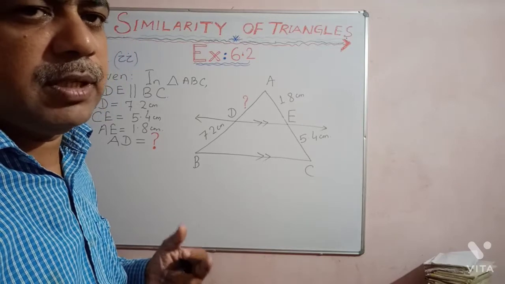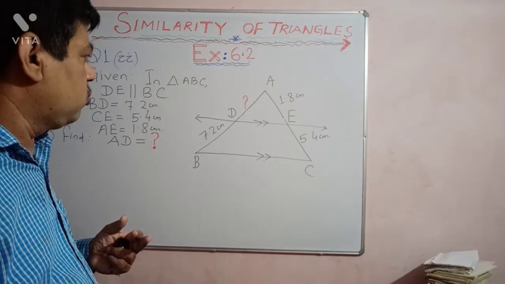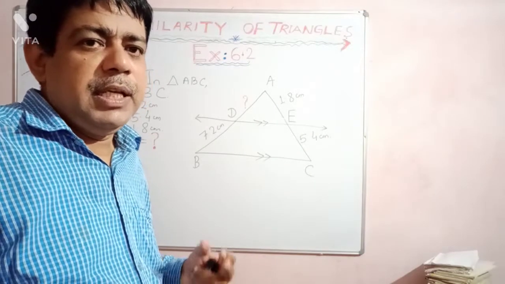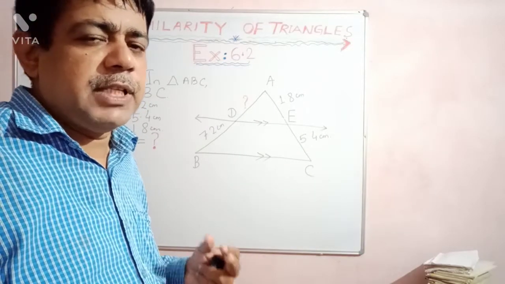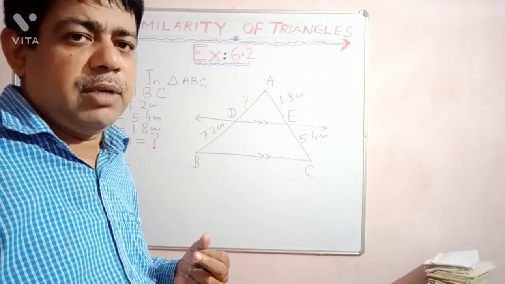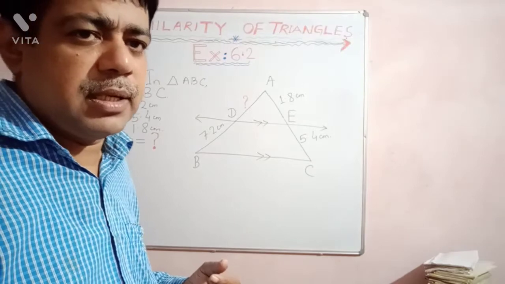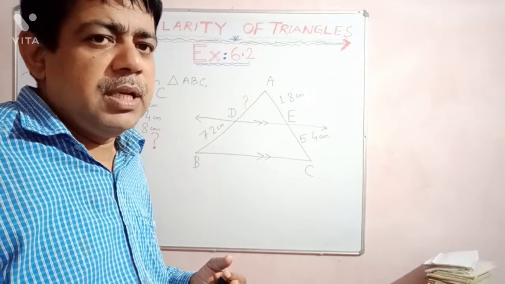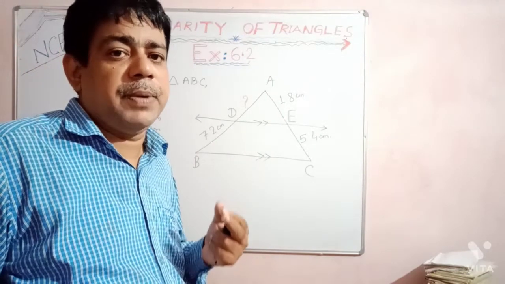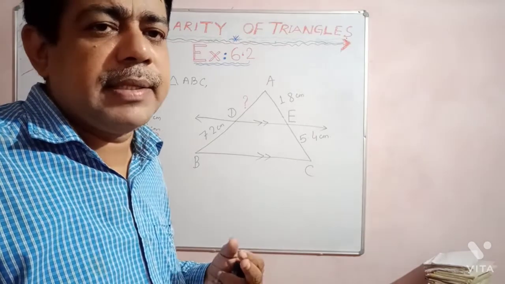What is the length of AD? It is very simple. Since the line DE is parallel to BC, we have to use the basic proportionality theorem. All of you know, what is the basic proportionality theorem? Once again, can you tell me? If a line is drawn parallel to one side of a triangle, it intersects the other two sides in the same ratio. This is the concept we are using. Yes or no? So in the triangle ABC, DE is parallel to BC.